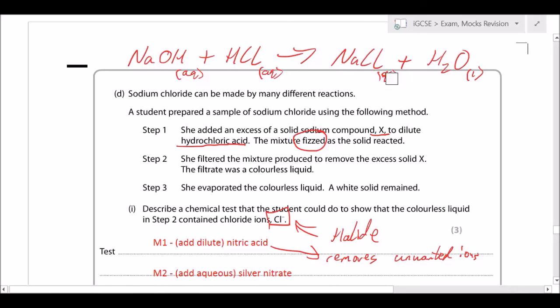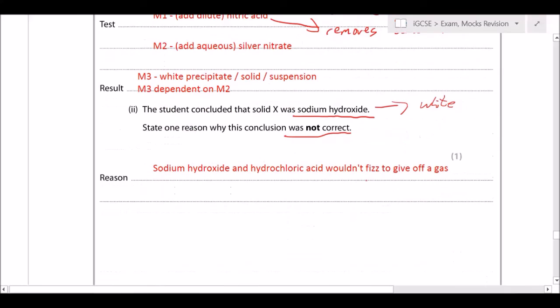So neither of these is a gas, therefore it shouldn't fizz. And given that it has fizzed, that rules out it being NaOH. So that's what I put as a reason, but there were other acceptable reasons as well. Okay, thank you very much.